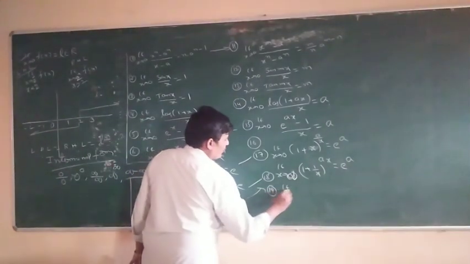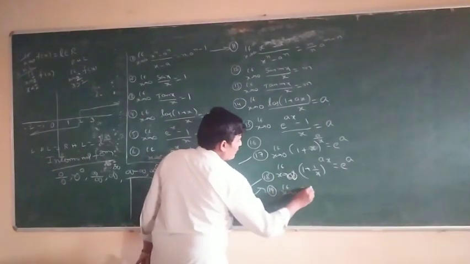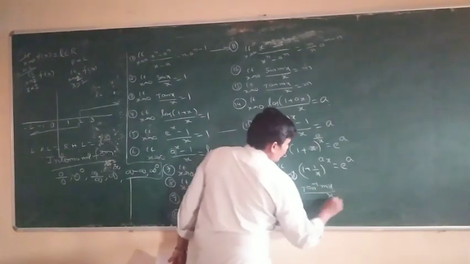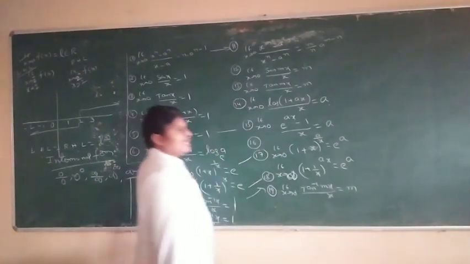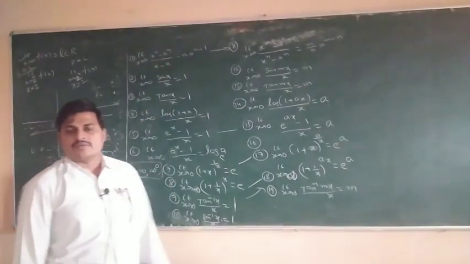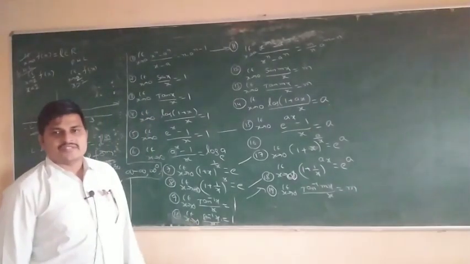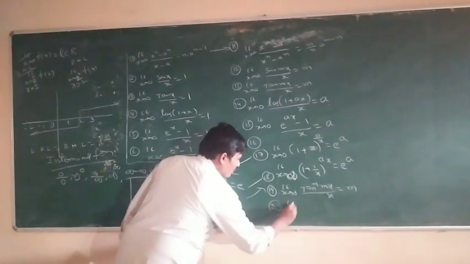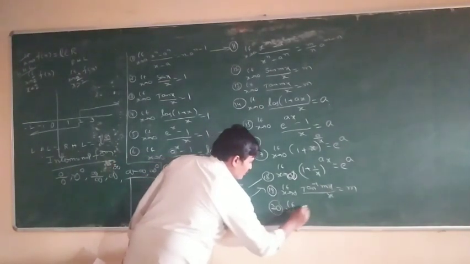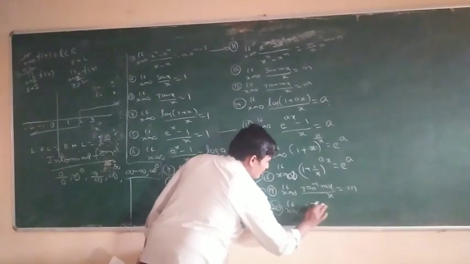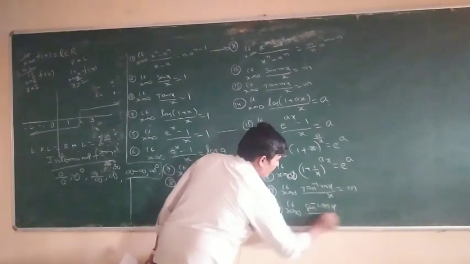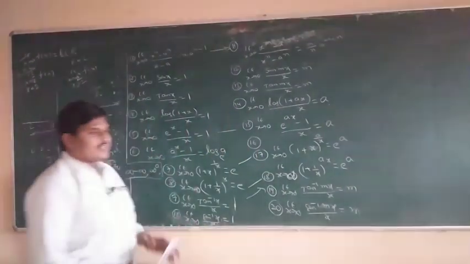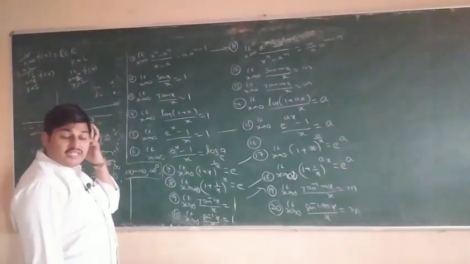The 19th one, related to 9. Limit x tends to 0 of tan inverse mx by x is equal to m. Tan inverse 2x by x is equal to 2. Tan inverse 3x by x is equal to 3. Okay. Next, 20th, related to 10. Limit x tends to 0 of sin inverse mx by x is also m.